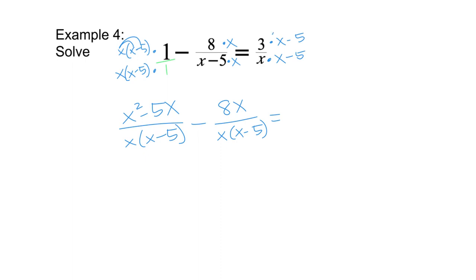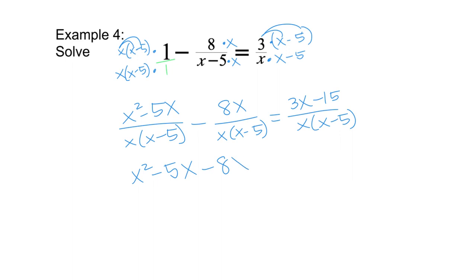And then I'm going to multiply that top out of that very last fraction. 3 times x is a 3x. 3 times negative 5 is a negative 15. And I'm going to keep the bottom the same. So now that I've done that, I can get rid of the bottom of the fractions. So I have x squared minus 5x minus an 8x equals a 3x minus 15.